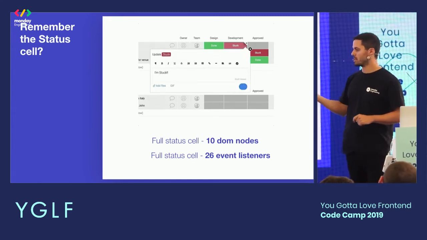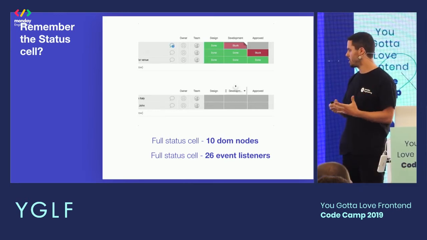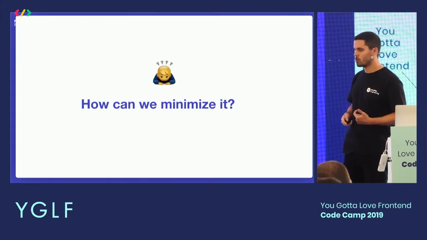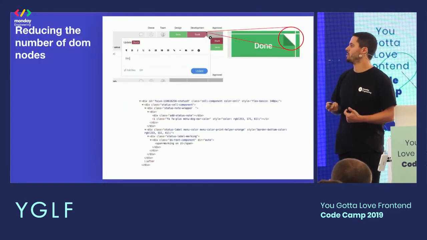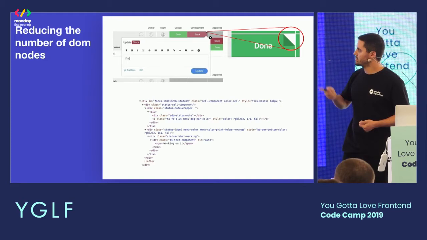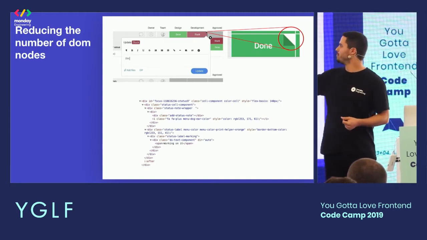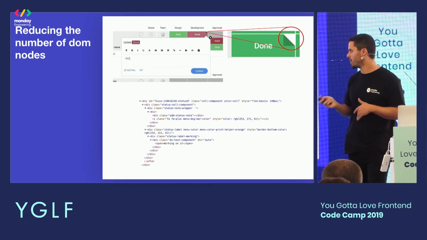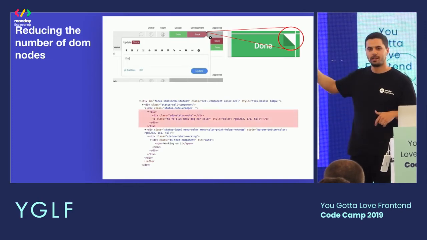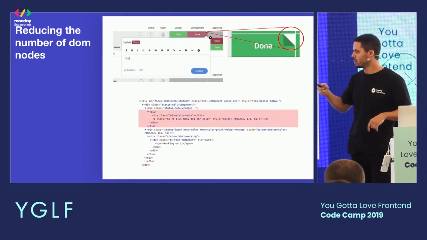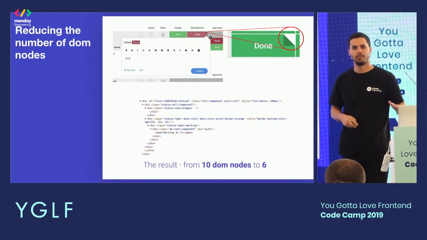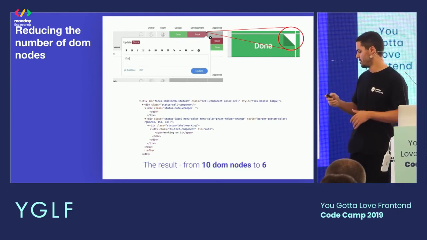So if the old, full status cell used to have 10 DOM nodes and 26 event listeners, we want to save this. So how can we minimize this, for example? We showed you this note thing before. You can click on the top right corner and add a note, but again, we don't need it. So these DOM nodes can be eliminated from the component. Okay, so we're already down from 10 DOM nodes to 6.